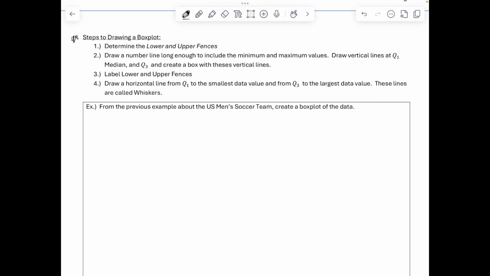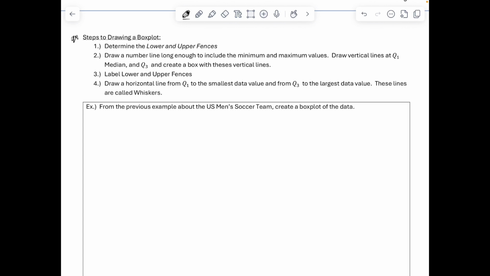At the top of the next page are steps for drawing a box plot. Determine the lower and upper fences is first, which is what we just did. Step 2 says draw a number line long enough to include the minimum and maximum values. Those might be the fences. Draw vertical lines at Q1, median, Q3, and create a box with these vertical lines. Number 3 says label lower and upper fences, and draw horizontal lines from Q1 to the smallest data value, that min value, and Q3 to the largest data value. These lines are called the whiskers.